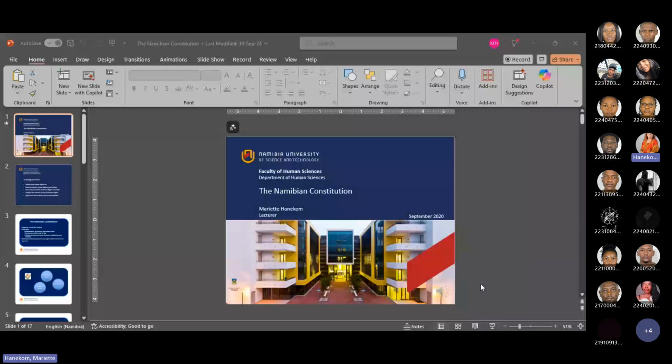In addition to that, you must have a copy of the Namibian Constitution. You will need a copy of the Namibian Constitution in your face-to-face test, as well as in the exam. You can get copies of the Constitution anywhere. They're available free of charge, for example, at the office of the Ombudsman. Otherwise, you can also download and print it.